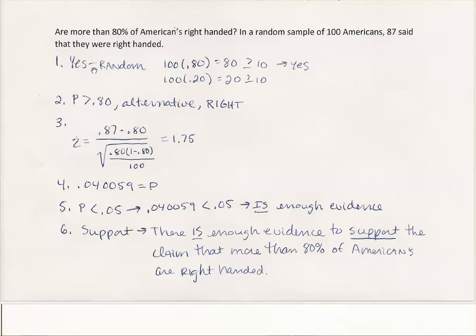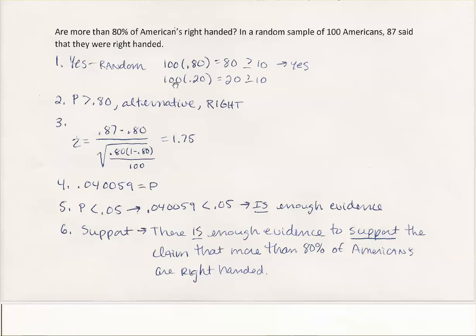So first of all, we ask, are the observations independent? In this case, we said that it was a random sample. So we can say, yes, it was a random sample. The next part was to then check to see if we have at least 10 successes and 10 failures. Well, our n in this case was 100, so we have 100 for both of those n's.